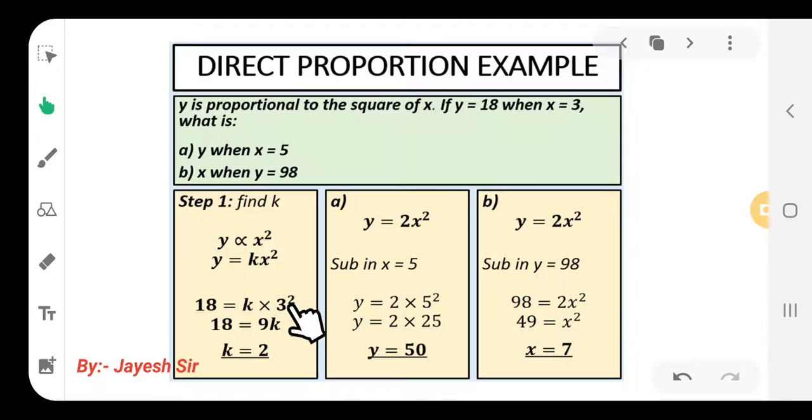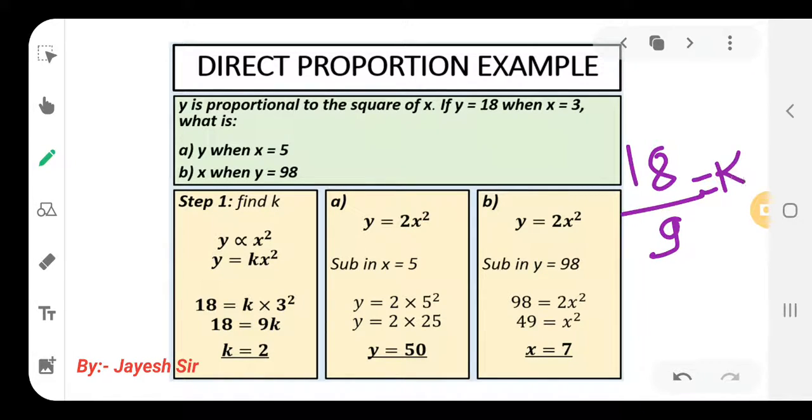So 3 square, that is 9. 9 into k will result in 9k, and 18 as it is. So here 9 is in multiplication with k. After going to the other side it would be in division, so we are writing it as 18 upon 9 is equal to k. So k is equal to 2, and that is the answer we are obtaining over here. You can see.